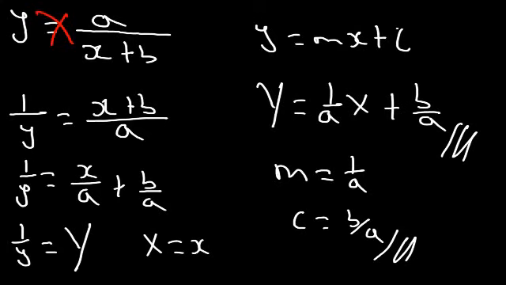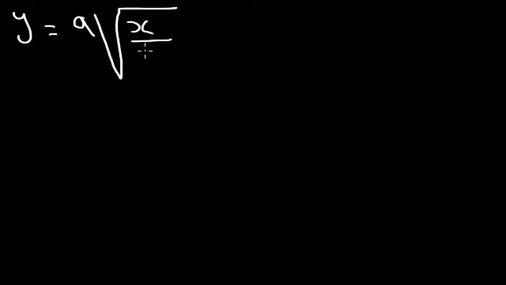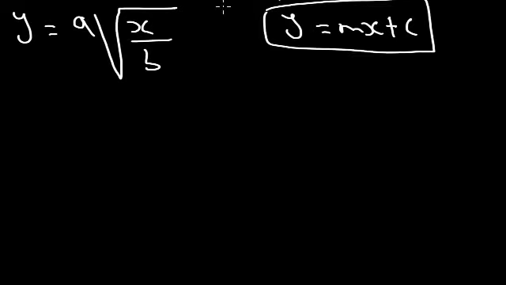Let's consider one more for easy understanding. I just want you to grab the concept to a higher level. So consider this one. y equals a root x over b. How can we write this non-linear equation as a linear equation? You can clearly see that we don't have it in this form anyway.